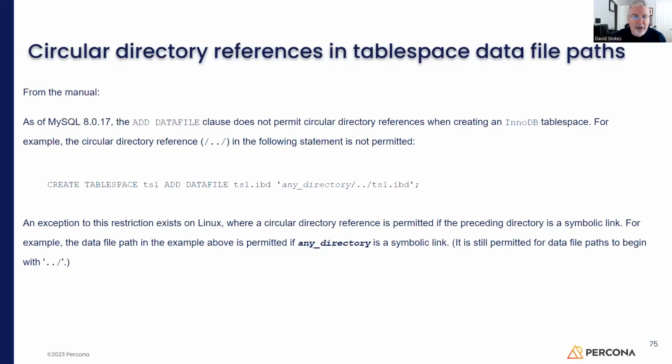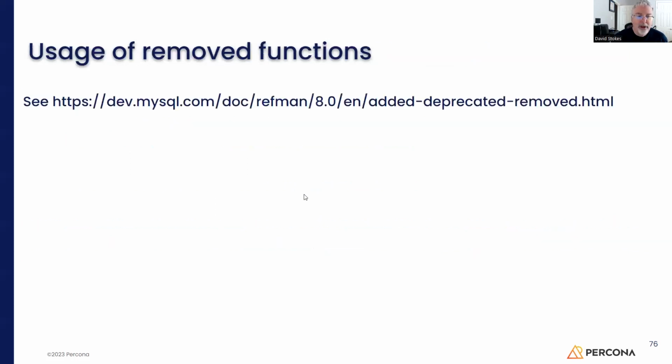And the circular directory references and tablespaces data file paths. If you are using slashes and dots, it can get confusing. The new data dictionary, everything that was under /var/lib/mysql and all those little FRM and MYD files, the metadata is now within the data dictionary. So in some cases, when things are being changed over, the pathing can get messed up. You'll have to check out what it is and correct that.